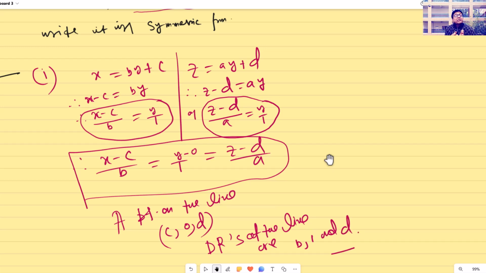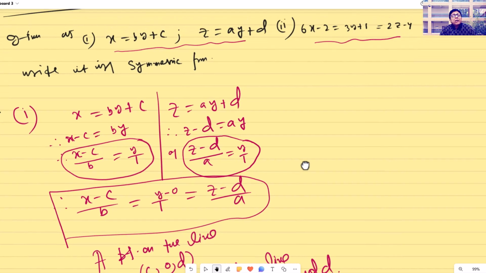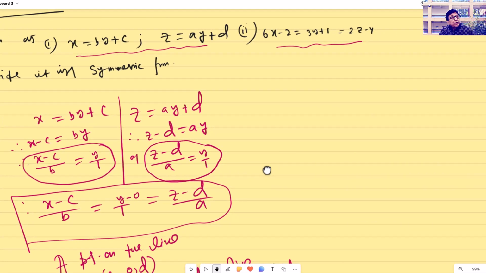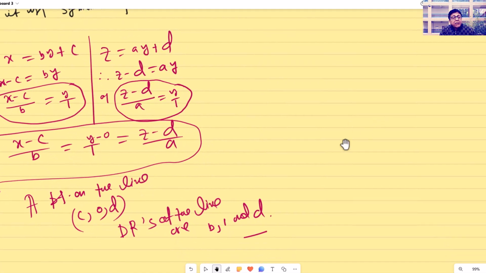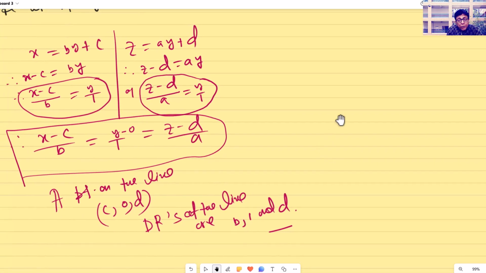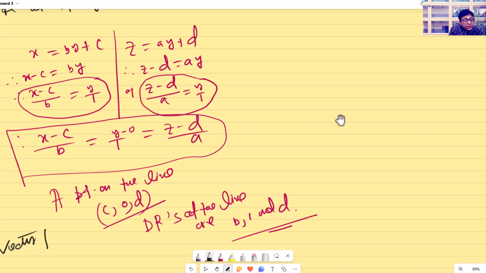So just make two variables comparable with the other one. Then it is done. So it is a simple concept of ratio only that I have used to convert into the symmetrical form. If you want to write the vector form of it, how do you write? A point on it is known and direction ratios are also known. So the vector form will be what? The vector form will be r equals a plus t b.